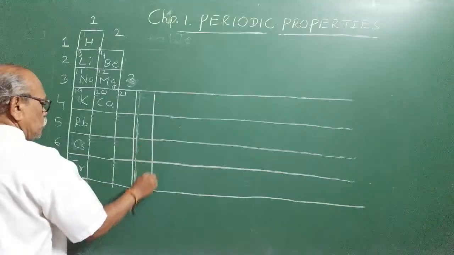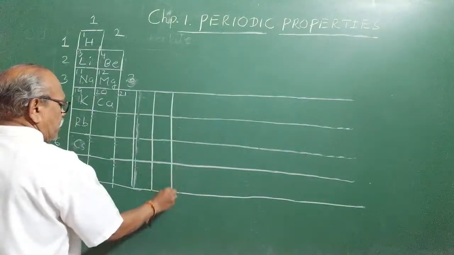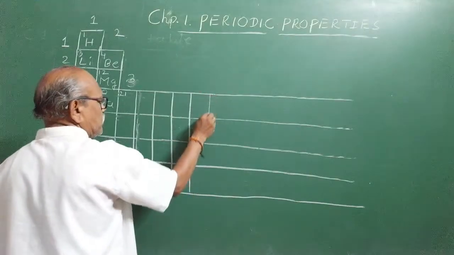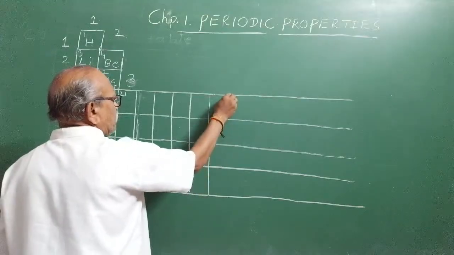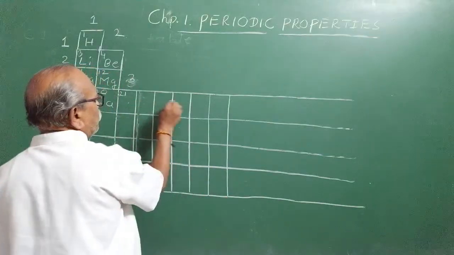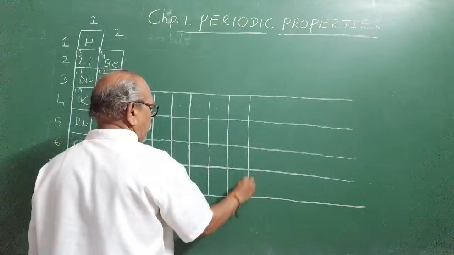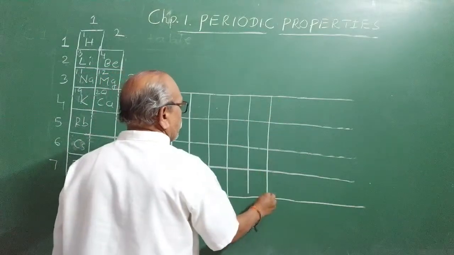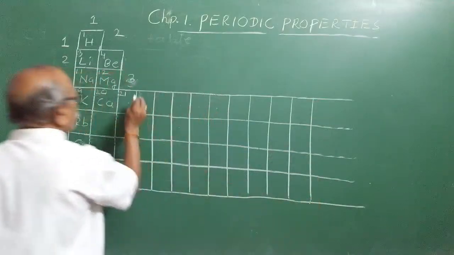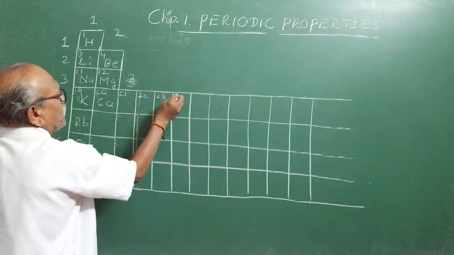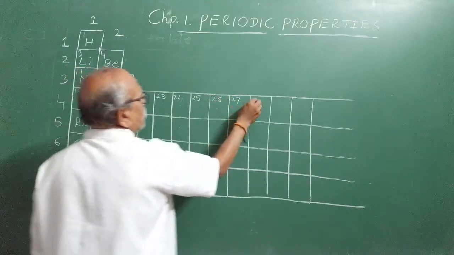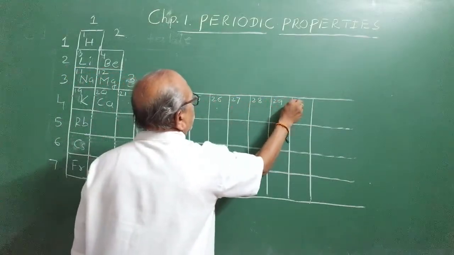1, 2, 3. Take the pen and the paper and draw the periodic table. You will understand better. Instead of looking at the periodic table printed matter, it is useless. Your knowledge will not improve. 1, 2, 3, 4, 5, 6, 7, 8, 9 and 10. Atomic number 21, 22, 23, 24, 25, 26, 27, 28, 29, 30.